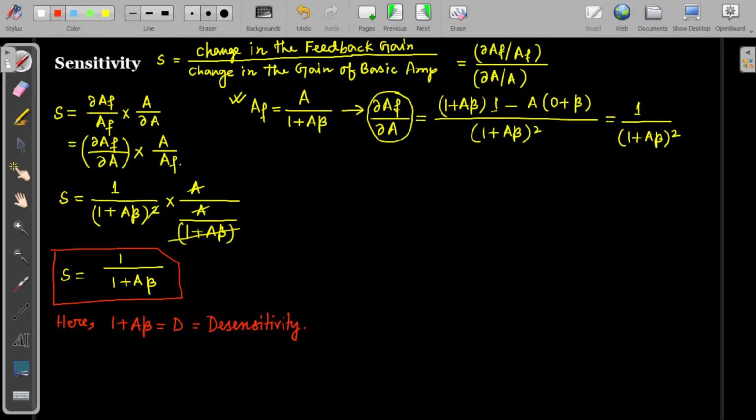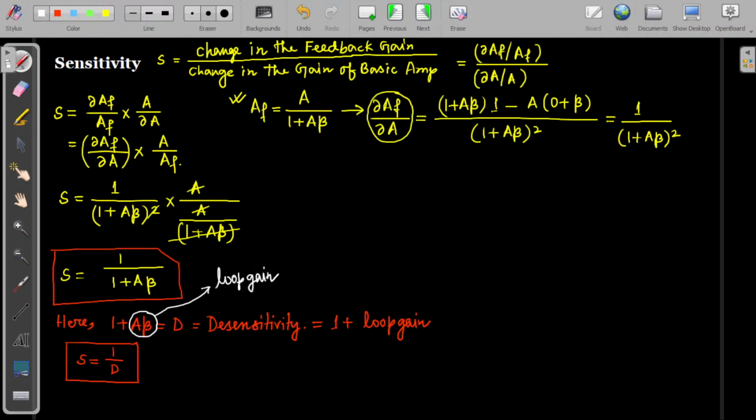So desensitivity. That means we can say that S is equal to 1 by D. So this is S, and S will be equal to 1 by D. Also, this desensitivity factor is also called 1 plus loop gain, because this A beta is called the loop gain. So these are the different terminologies that are used. So we can say 1 plus loop gain.